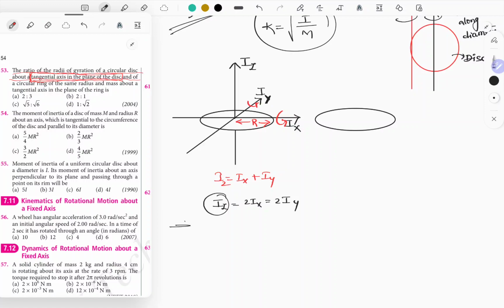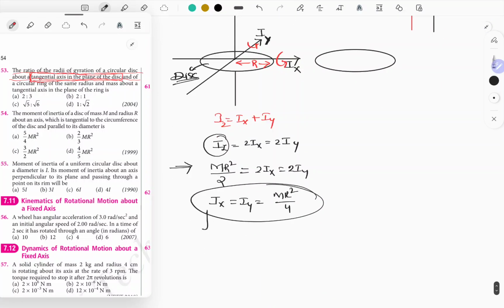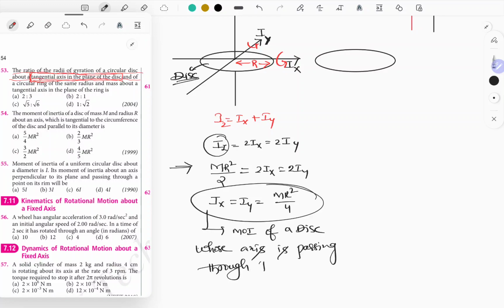So Iz is the moment of inertia through the center of mass, which is going to be m r square by 2, as this is a disk. So it equals 2 times Ix, which equals 2 times Iy. Then Ix equals Iy equals m r square by 4. So what is the meaning of this Ix, Iy? It is the moment of inertia of a disk whose axis is passing through the diameter of the disk.